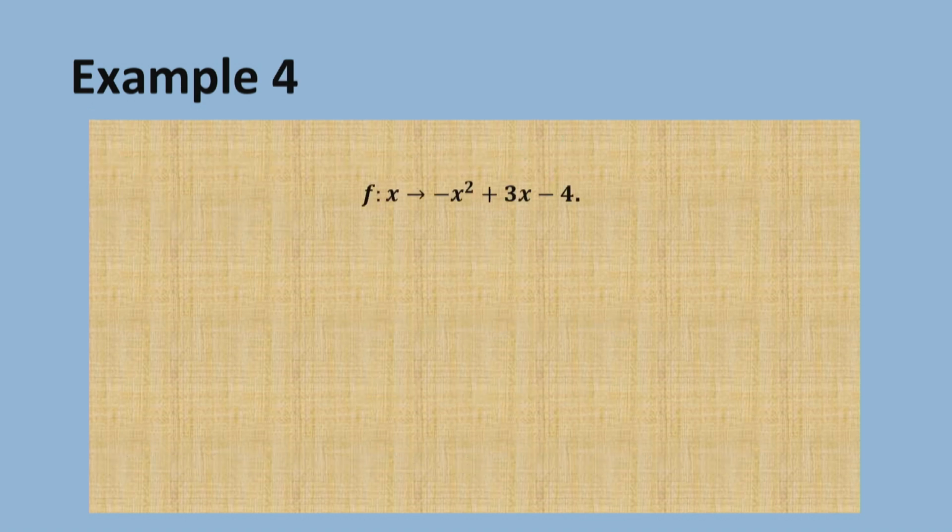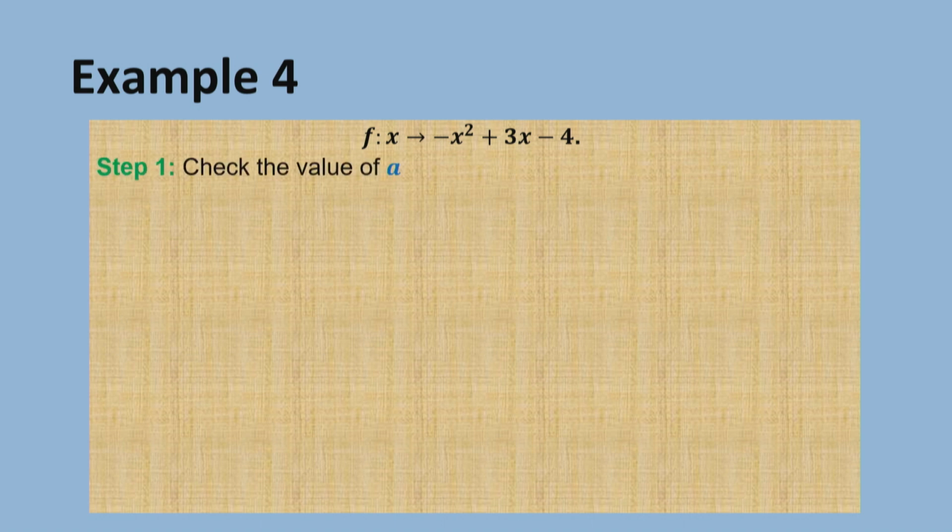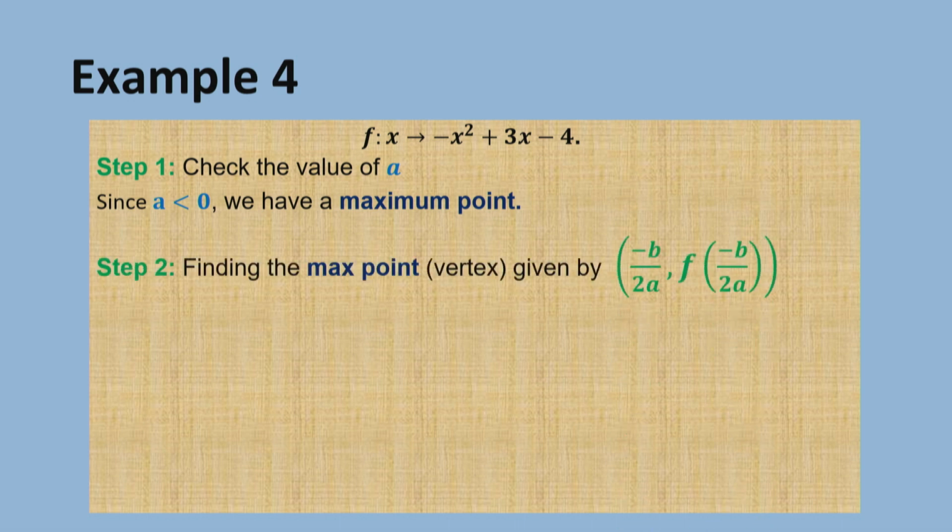We take example 4. So we have f of x, which will be mapped onto minus x squared plus 3x minus 4. Right, if we look at this function, what can we say? Well, a is negative 1, b equal to 3, and c is minus 4. So if a is negative 1, what can we say about that? Well, a is less than 0, therefore we have a maximum point. Now, what do we need to do? Well, you need to find the maximum point.